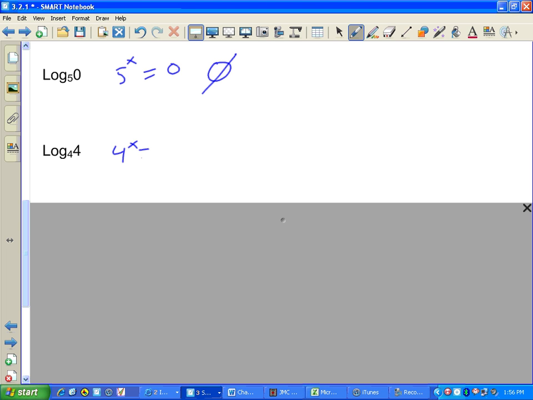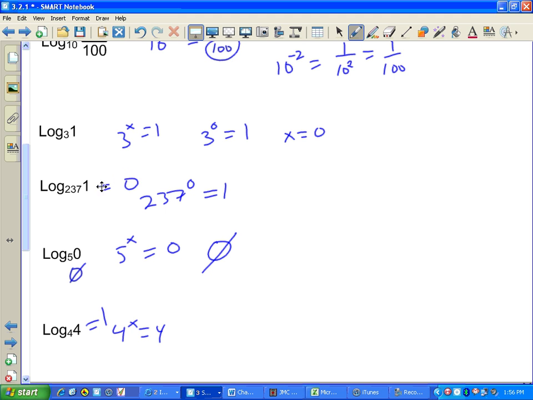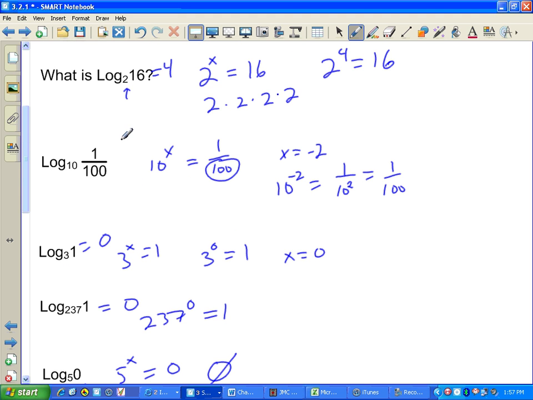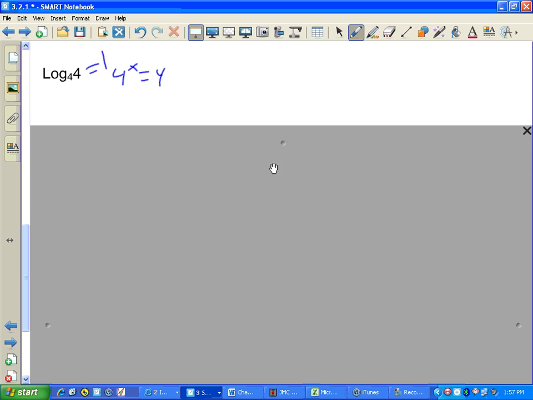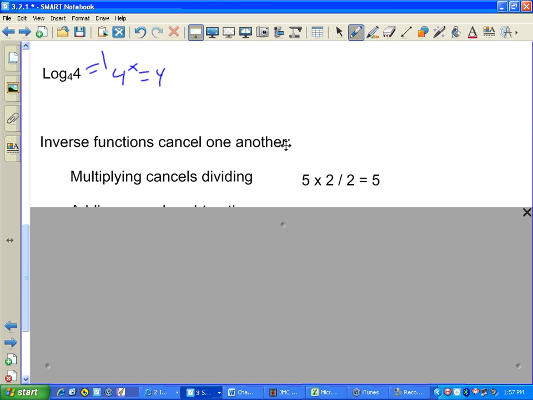Here I'm asking 4 to what power equals 4? Well, that's going to be 1. So the log base 4 of 4 equals 1. This one's undefined. This one equals 0. This one equals 0. This one equals negative 2. This one equals 4. Okay? So that's kind of the basic log property. We're going to get into some other things.